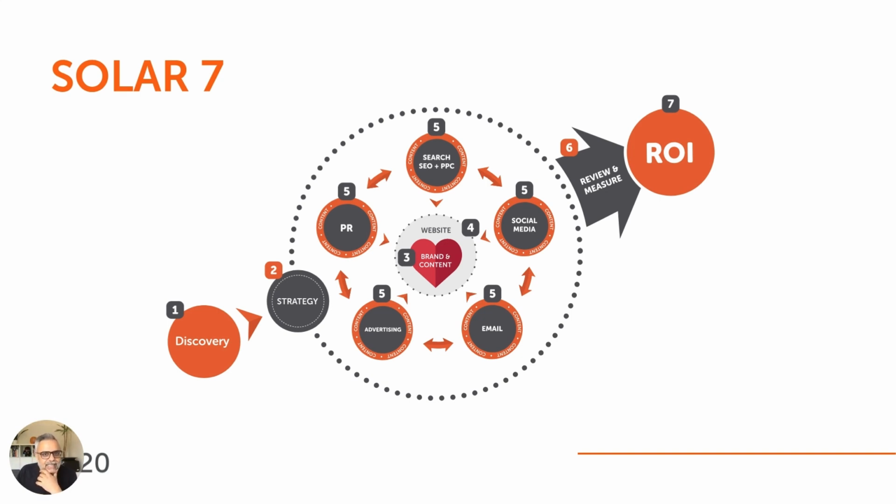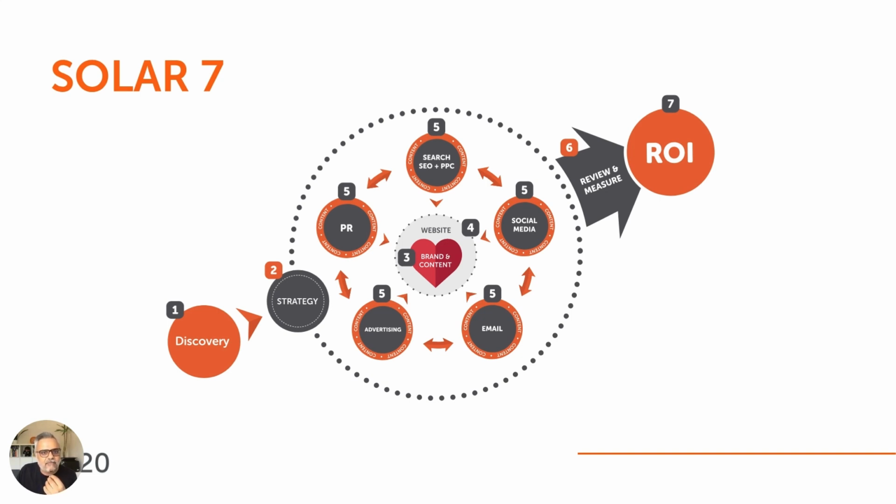Stage 3 is at the heart of the model, and that's your brand and your content. Your brand is so much more than just a logo. It's your positioning. It's how you make people feel. It's what you stand for. It's your purpose. And that should feed through into your messaging and your content. Stage 4 is the website, and that's like the sun in your solar marketing system. And that messaging should feed through to the website.